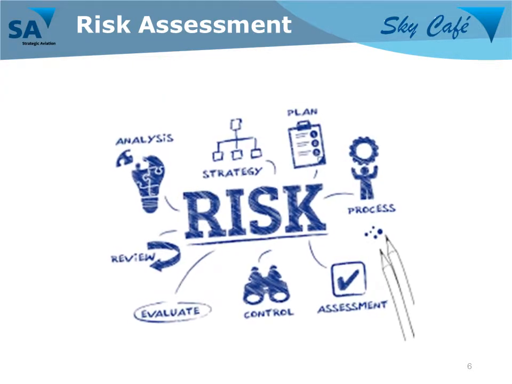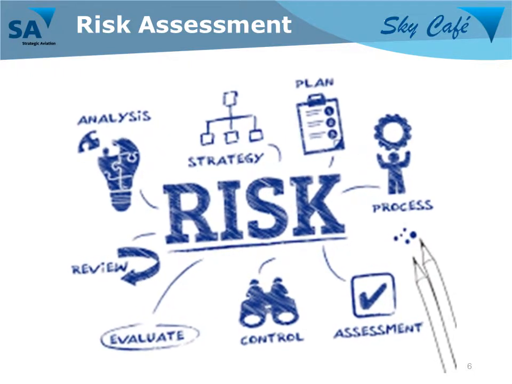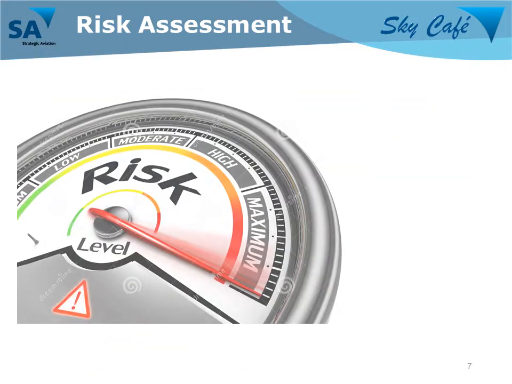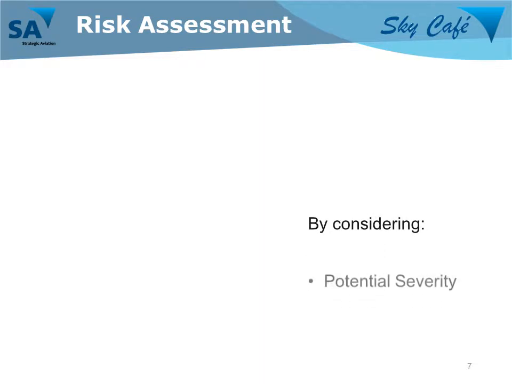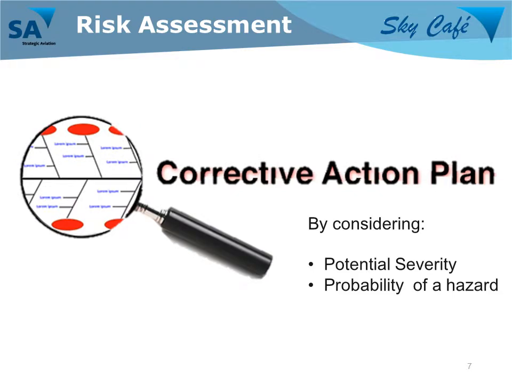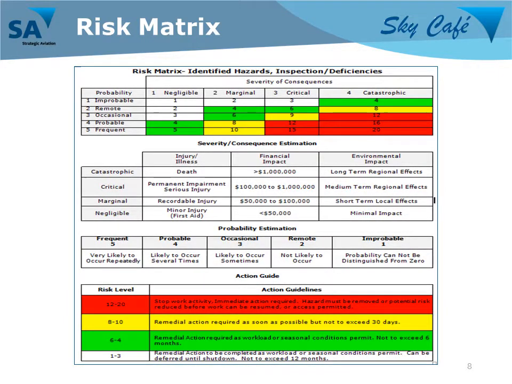In order to know and understand the level of risk present, we utilize a risk assessment framework to assess all incidents. When we use risk assessment, we are determining the level of risk that a hazard represents to personal health, safety, and the environment. By considering the potential severity and probability of an incident or hazard, we can proactively develop plans for appropriate corrective action. A risk matrix used during a risk assessment might look something like this.